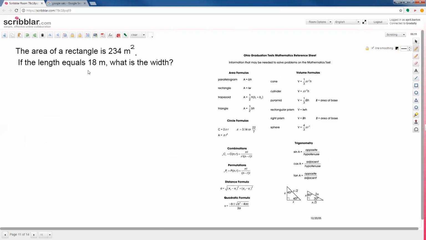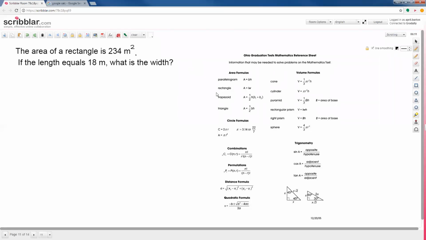Okay, so one example of them kind of changing it up and not just saying find the area of this is to give you an area, kind of like our perimeter question. So they give us the area of a rectangle is 234 meters squared. If you don't remember what each unit stands for, that's not usually super important. Just know M is for meters, but if you don't know what the actual M stands for, know that the squared means area. This is an area. If length equals 18 meters, what is the width?